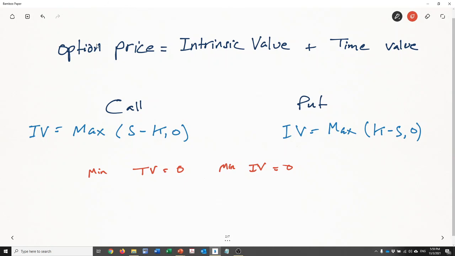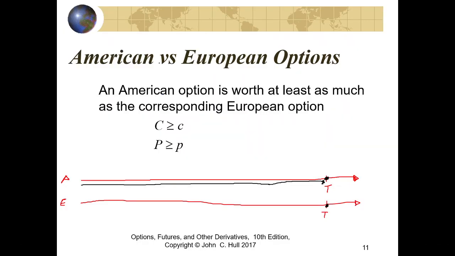It's also 0. So the second condition is that the price of the put option should be greater than or equal to 0, for American or for European. And the price for an American call should be greater than or equal to 0, and the same applies for European.